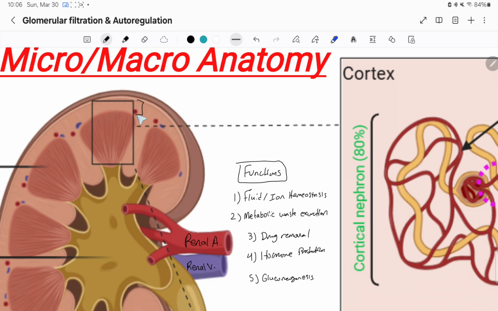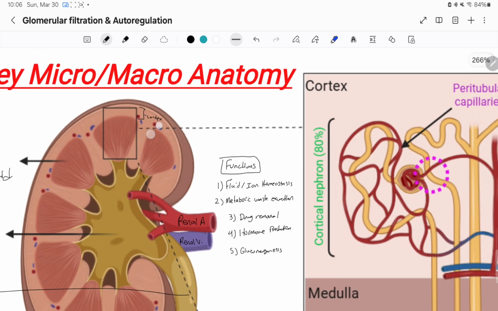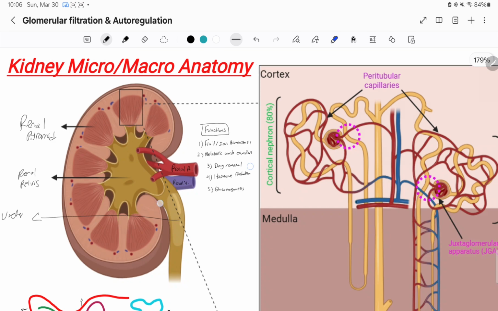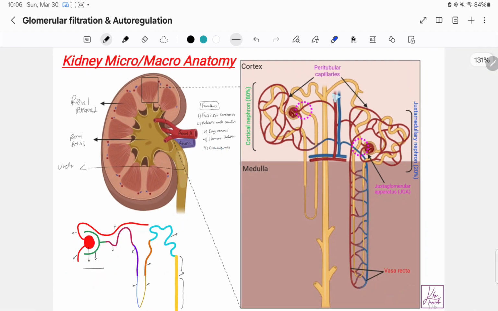There's this one light region, which is called the cortex, okay, of the kidney. And then there's this darkish striated region, which is called the medulla, okay? And what we're going to do is we're going to zoom in on this, and we're going to see what the functional unit kind of looks like. So here it is.